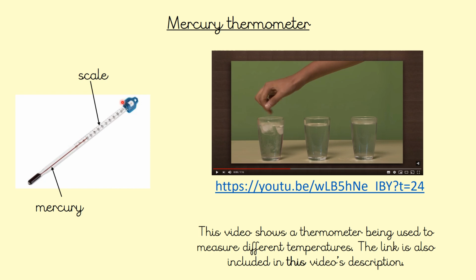We'll explain that later. It's a very important letter for temperature. The other important thing a mercury thermometer has is mercury. Mercury is a chemical, and in this thermometer here, it's liquid, a bit like water. It's often red or silver, but it can be different colours. And when the mercury gets hot, it expands or gets bigger. If you have a look at this video here, it will show you a short demonstration of somebody using a mercury thermometer to measure different temperatures of water.